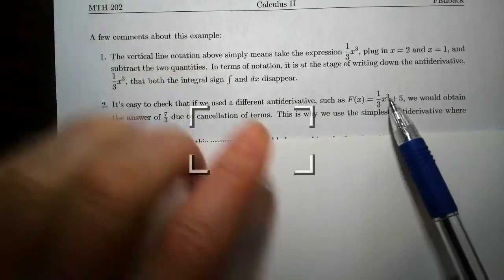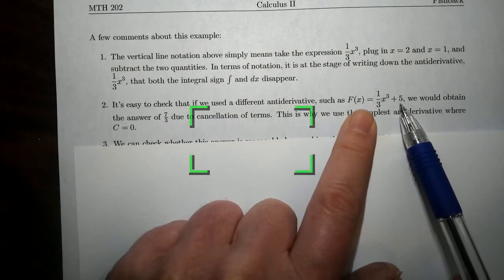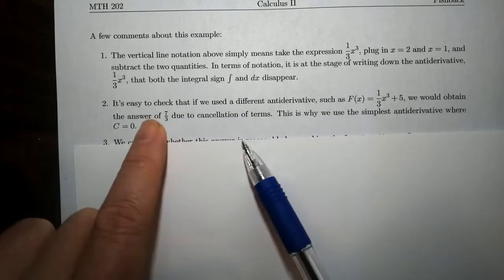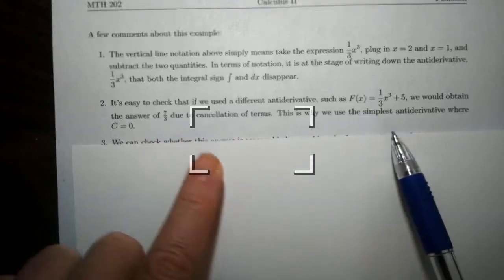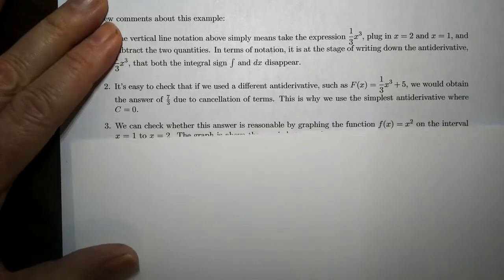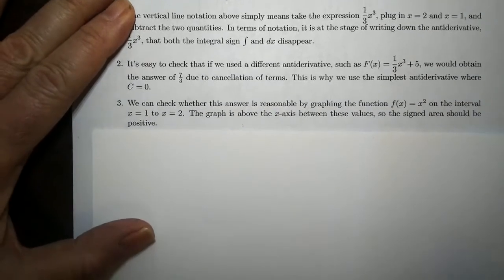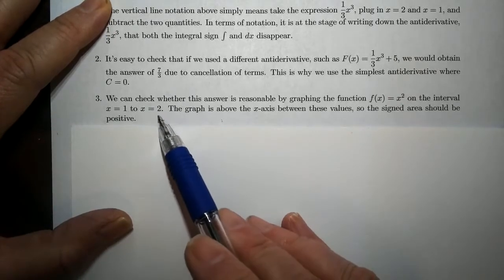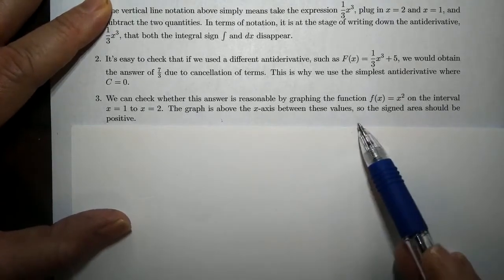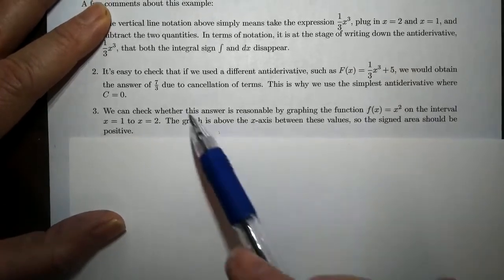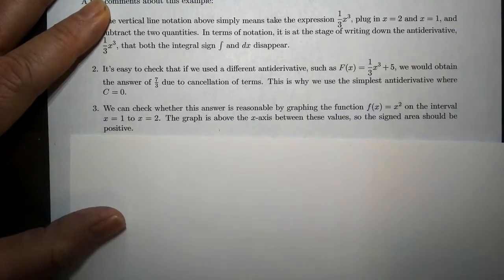It's easy to check that if we used a different antiderivative like 1/3 x to the third plus 5, or plus c, we would still get 7/3 because of the cancellation. That's why we always use the simplest antiderivative where c is 0. We can also check whether our answer is reasonable by graphing the function x squared on the interval from 1 to 2. The graph is going to be above the x-axis, which means the signed area should be positive, which it is. It is 7/3.